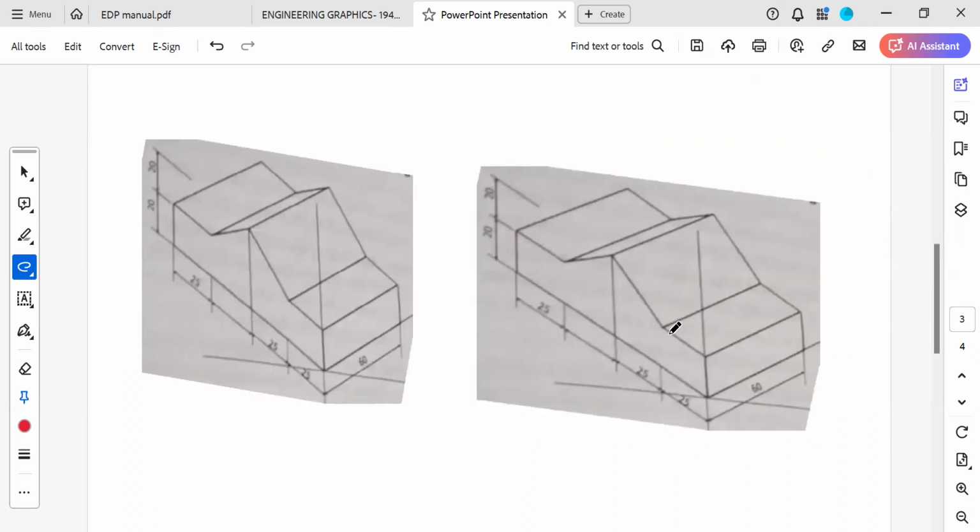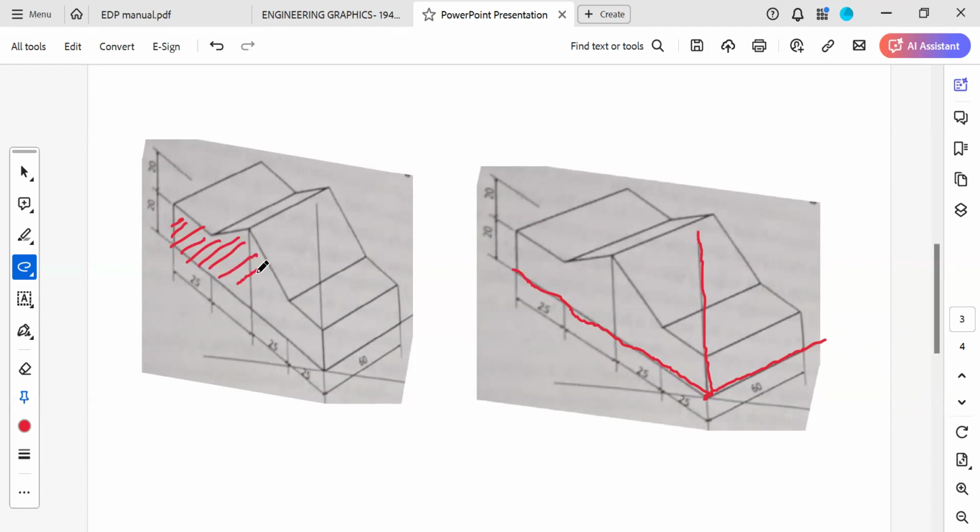Let us try to understand this problem. First we need to take the reference point. From this point, first we draw a 30 degrees line to the horizontal. This is the isometric axis, and this is the vertical axis of the isometric. One more axis will be this one, also an isometric axis. So three axes are completed: the first one, second one, and third one. Now let us draw the isometric view of the front view.